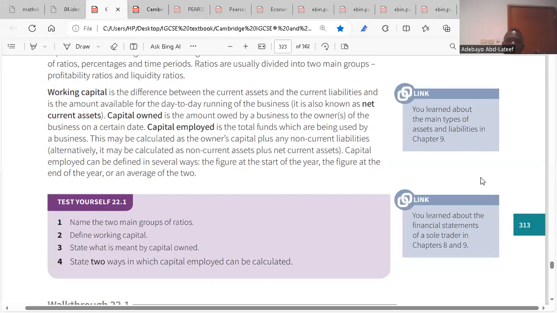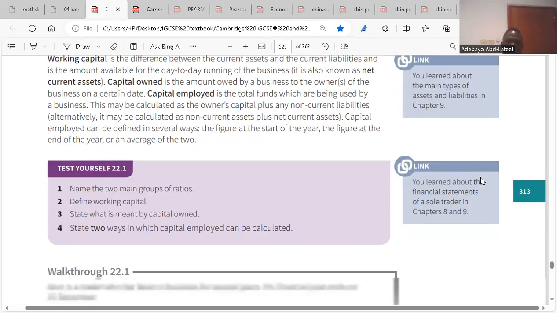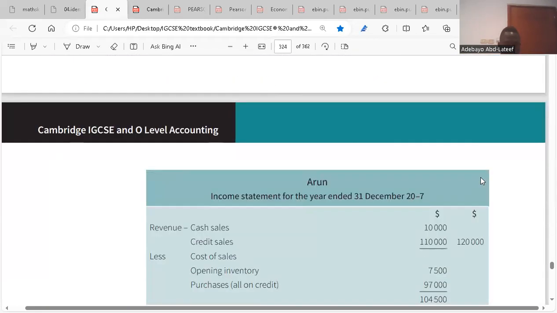Listen, they said when you're calculating your capital employed, it is non-current assets plus net current assets. How do you get your net current assets? Net current assets, the total of your current assets plus your non-current assets. That's your capital employed. That means the total amount of money available. So we move on.